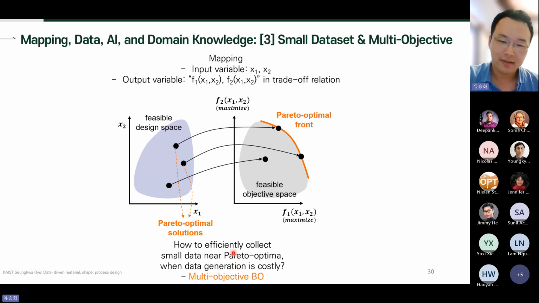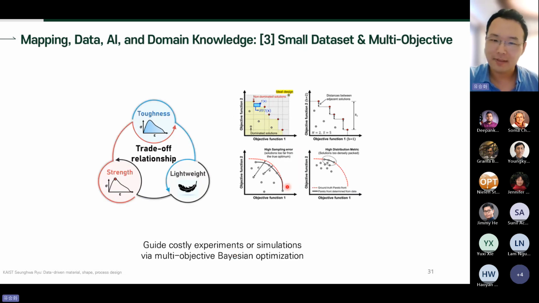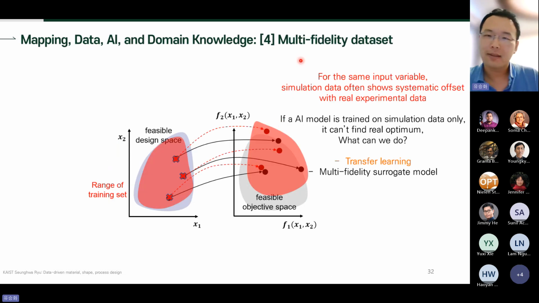It will be handled in the fourth chapter of today's talk. And this is an example of optimizing toughness, strength, and lightweight of composite materials, and I will show you this in detail in the first chapter. And the fourth category of the problem will be multi-fidelity data sets. It can also be seen in many computational engineering problems.